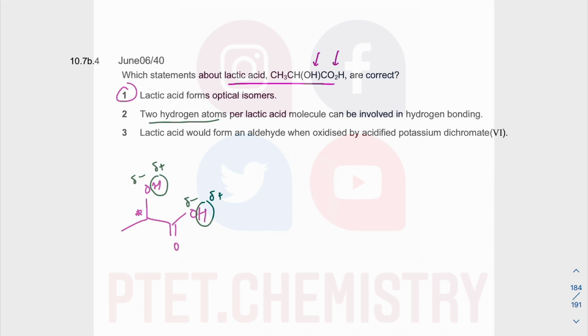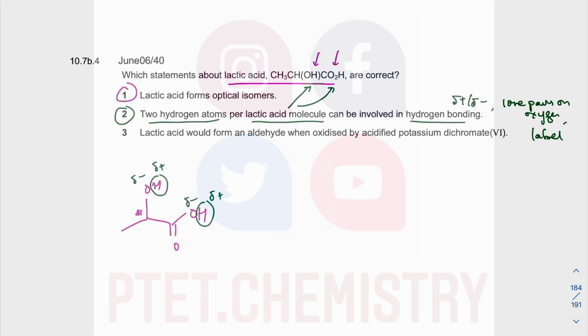So 2 hydrogen atoms per lactic acid molecule, one from the OH, one from the CO2H, involved in hydrogen bonding. Show the dipoles. Show what else? What was the thing I was going to say? Lone pairs. So you got to show the lone pairs on the oxygen. Okay, and then you got to label the hydrogen bond. So these are the key criteria when you want to score the marks in theory papers to represent the hydrogen bonding.